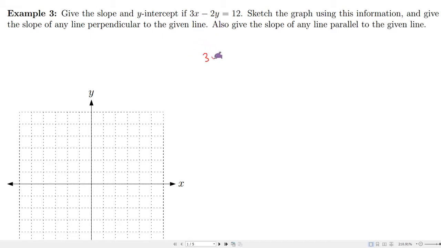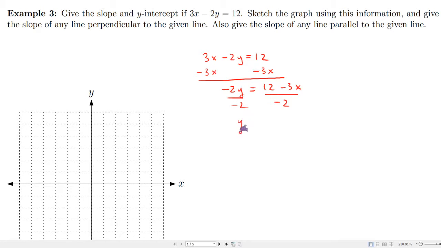So if 3x minus 2y is equal to 12, let's solve for y. In order to do that, let's bring the 3x over. So minus 3x, minus 3x. We're left with minus 2y is equal to 12 minus 3x. Okay, and then let's divide both sides by -2. And then y is equal to 12 over -2 minus 3x over -2. And then this is -6, and then this becomes positive 3 over 2x. Okay, so we have y is equal to -6 plus 3 over 2x.